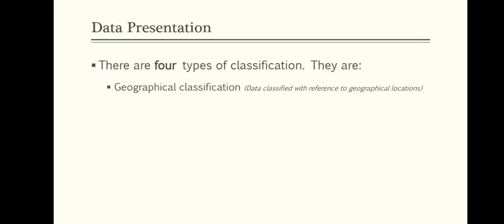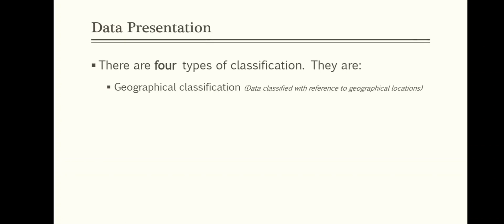The second module is about data presentation. It is broadly divided into four categories, that is data classification, data tabulation, data diagrammatic representation and finally representation of data in graphs. Now let us see each submodule one by one. First submodule, classification. It is of four types.